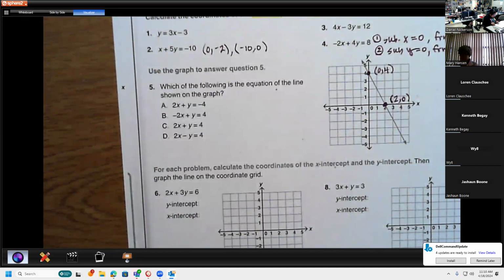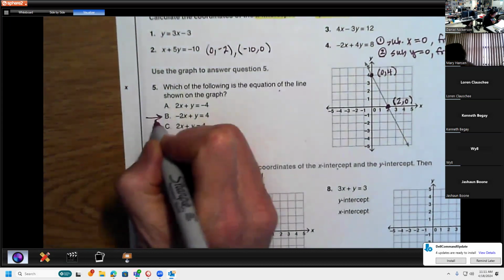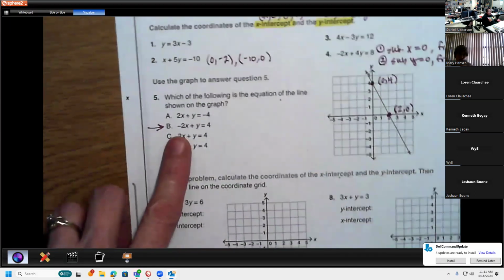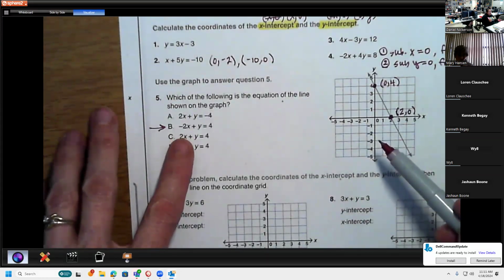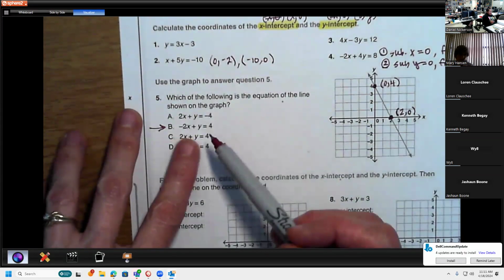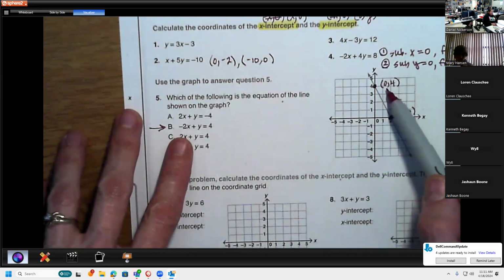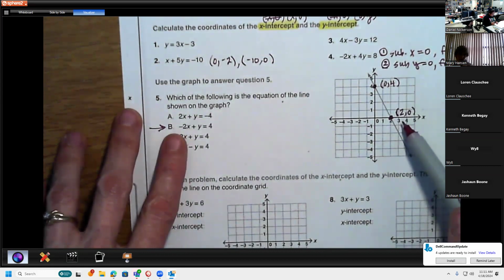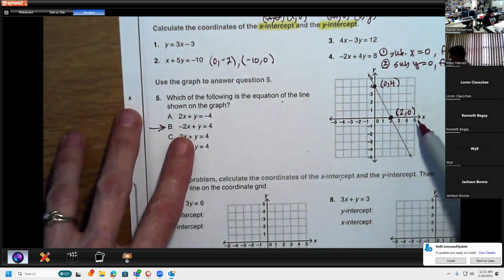I'm going to guess B and D? Okay, I've got B. B as in boy. You think B. All right. It's on the positive side. Okay, so how could we check if B works? Well, if B is the right equation, it means that if I plug 0 in for X, Y better be 4. And if I plug 2 in for X, Y better be 0.